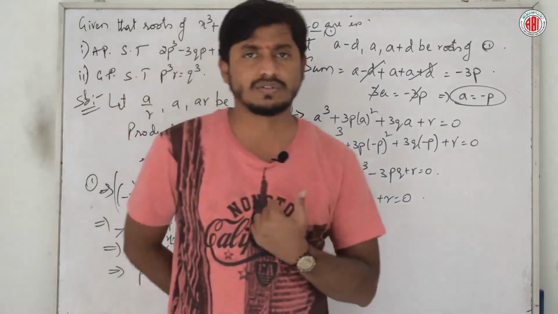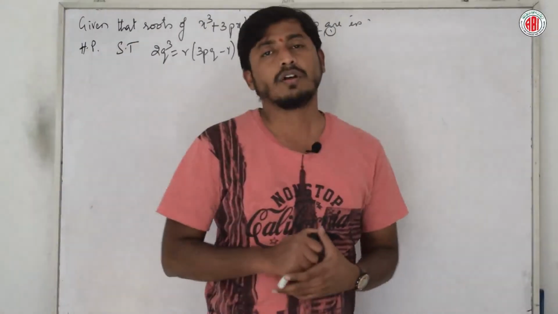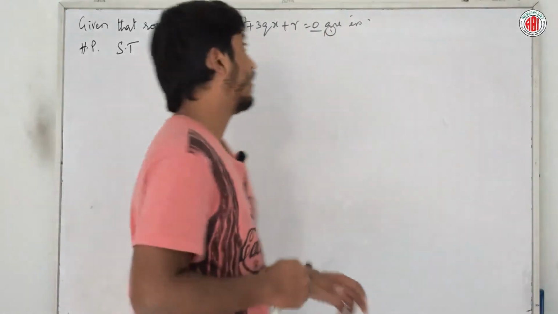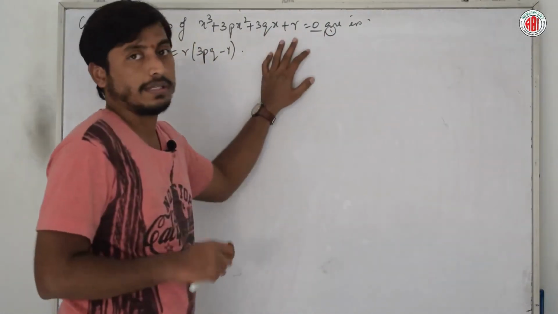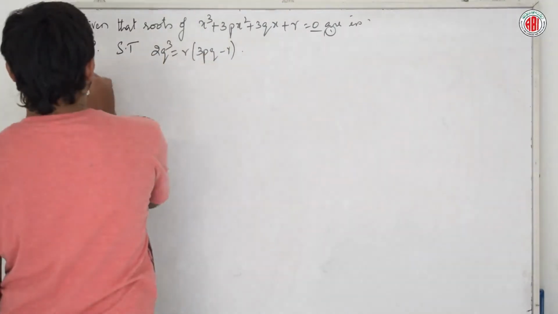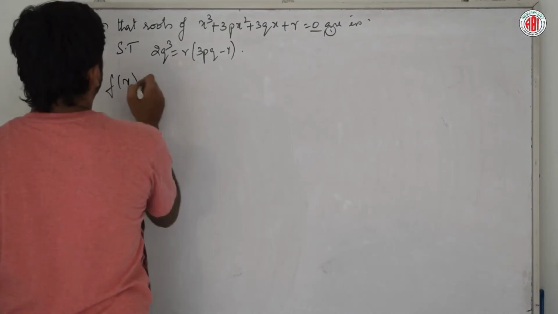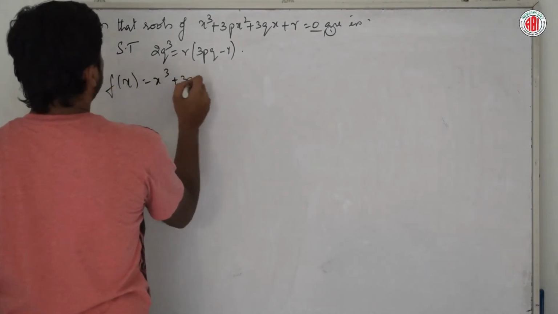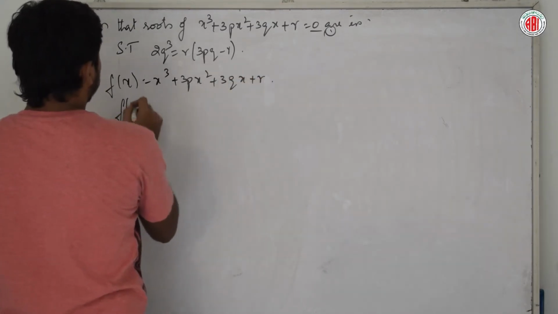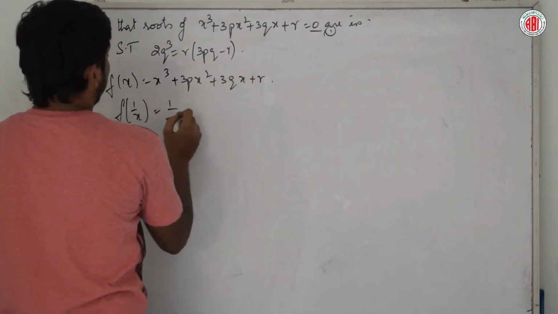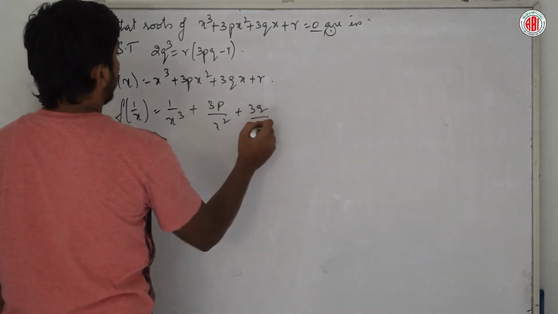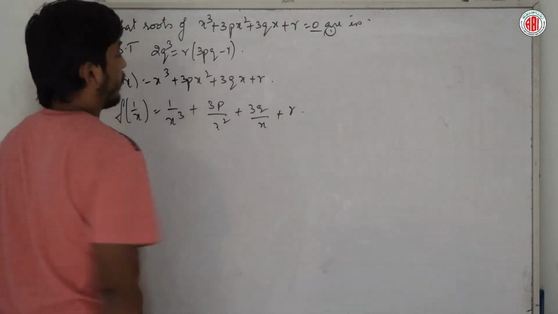Shall we do also in HP? Let's do. So how do we write that 3 roots are in HP? So better we'll convert this equation as a reciprocal equation. That is, let us say f of x is x cube plus 3p x square plus 3qx plus r, then its reciprocal, what will it be? 1 by x cube plus 3p by x square plus 3q by x plus r.